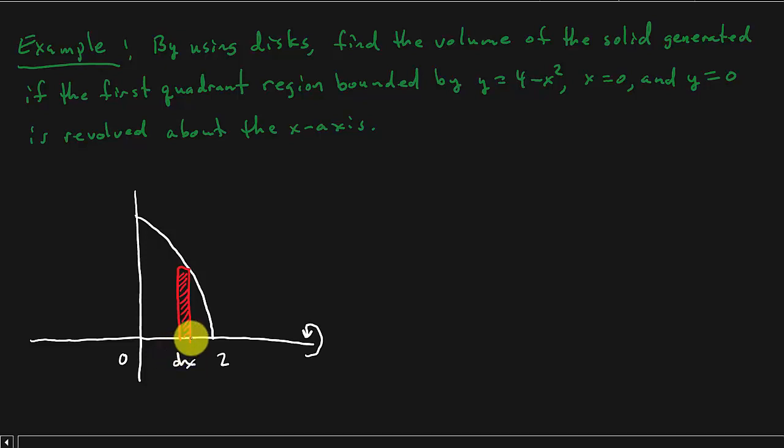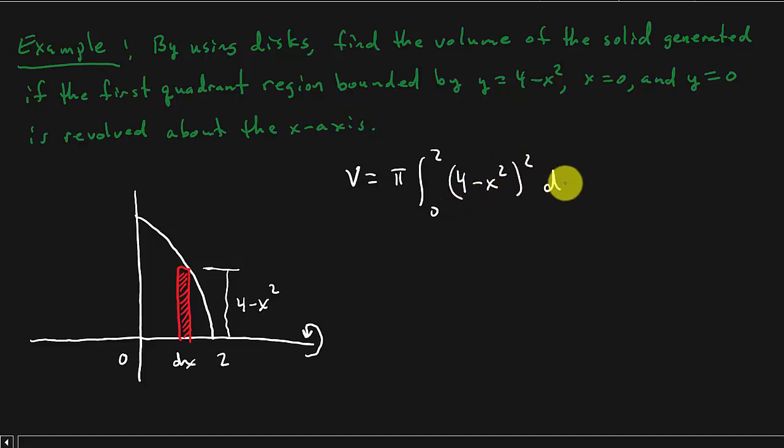And what is the radius here? That's this distance from here to here. Well, I'm going up what? Y units, right? I'm going up y. But remember, I've got to be in terms of x. So what is y? Y is 4 minus x squared. That's the radius. All right, so my volume is equal to pi integral from 0 to 2 of (4 minus x squared) squared dx.